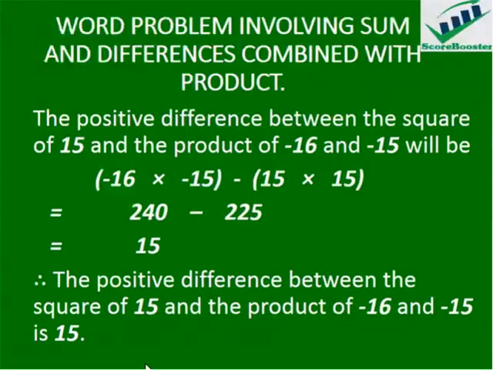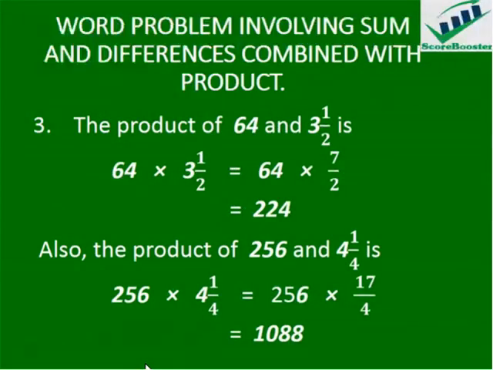We're asked to find the sum of 8, the product of 64 and 3.5, and the product of 256 and 4 1/4. I told you that the first operation you see will be the last thing you do. You first find the product of 64 and 3.5. You find the product of 256 and 4 1/4. And then you add 8 to the answer you got from the product of 64 and 3.5, and the answer you got from the product of 256 and 4 1/4.